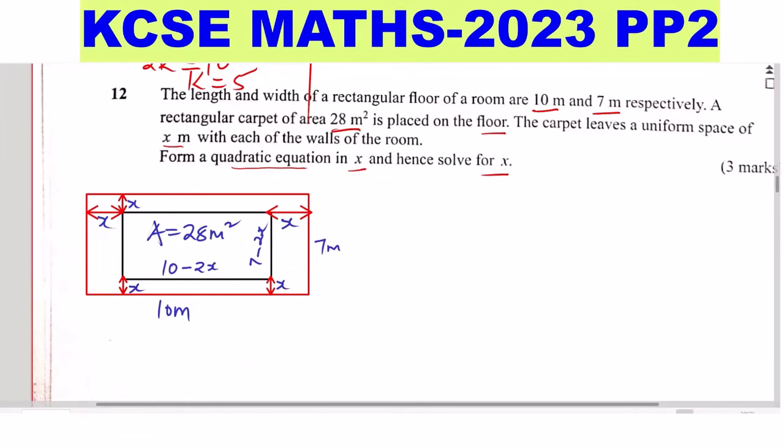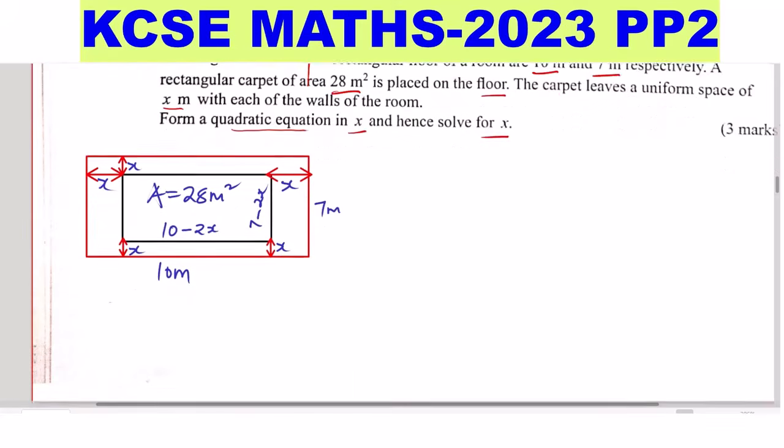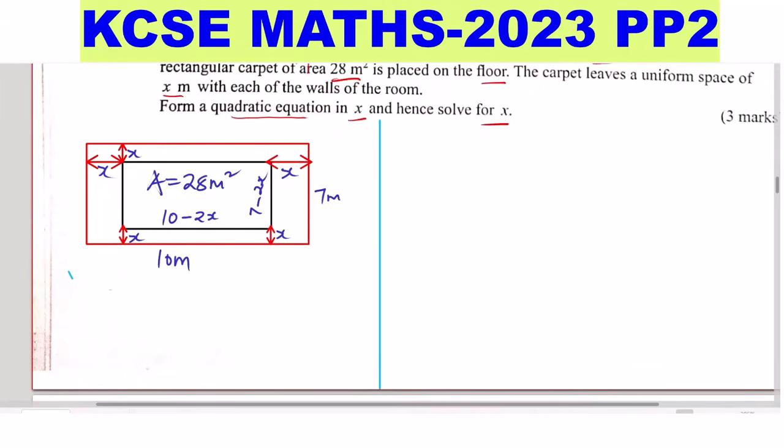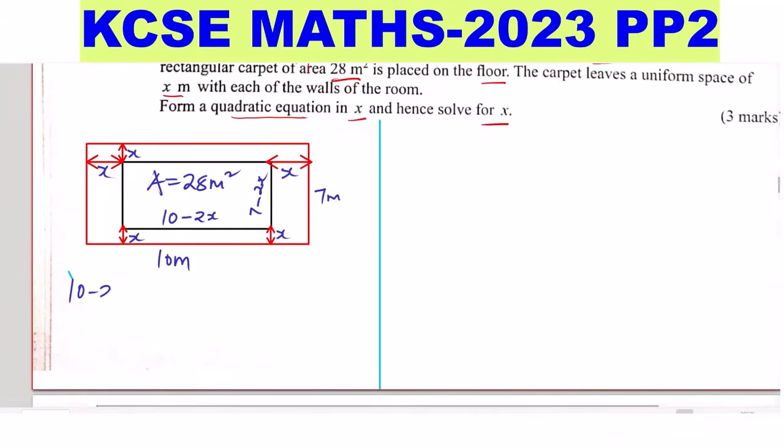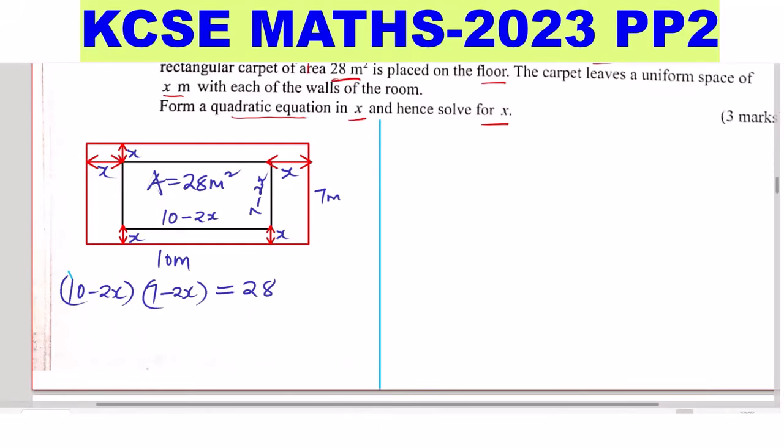Now we need to get the value of x. So we can form these. Look at the area of the carpet. If we take 10 minus 2x as the length, multiply by the width, 7 minus 2x, we'll be able to form the quadratic equation equal to the area. So let's do that. Area is given by the length of the carpet, which is 10 minus 2x, multiplied by the width, which is 7 minus 2x. That one should give 28.